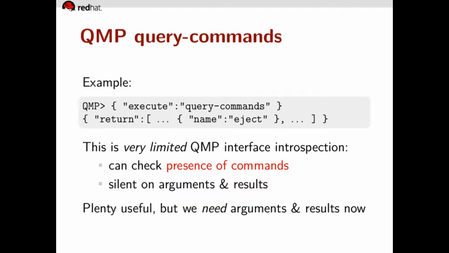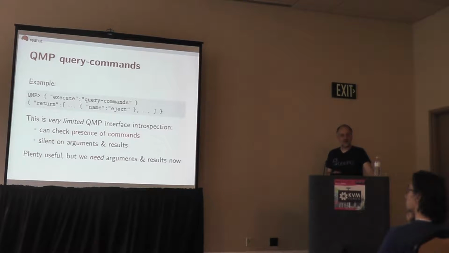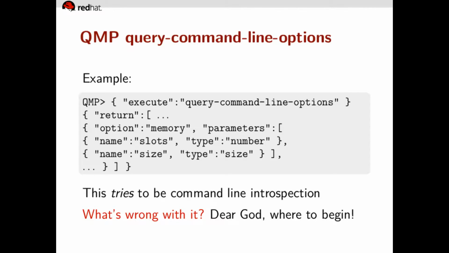Here's the first one of those interfaces. It's the QMP command query-commands. Looks like this. You run query-commands. You get back what is effectively an array of command names. This is actually QMP introspection, just a very limited form of it. You can use it to check for presence of commands, but it's entirely silent on arguments and results. It's very useful, but we really need arguments and results now.